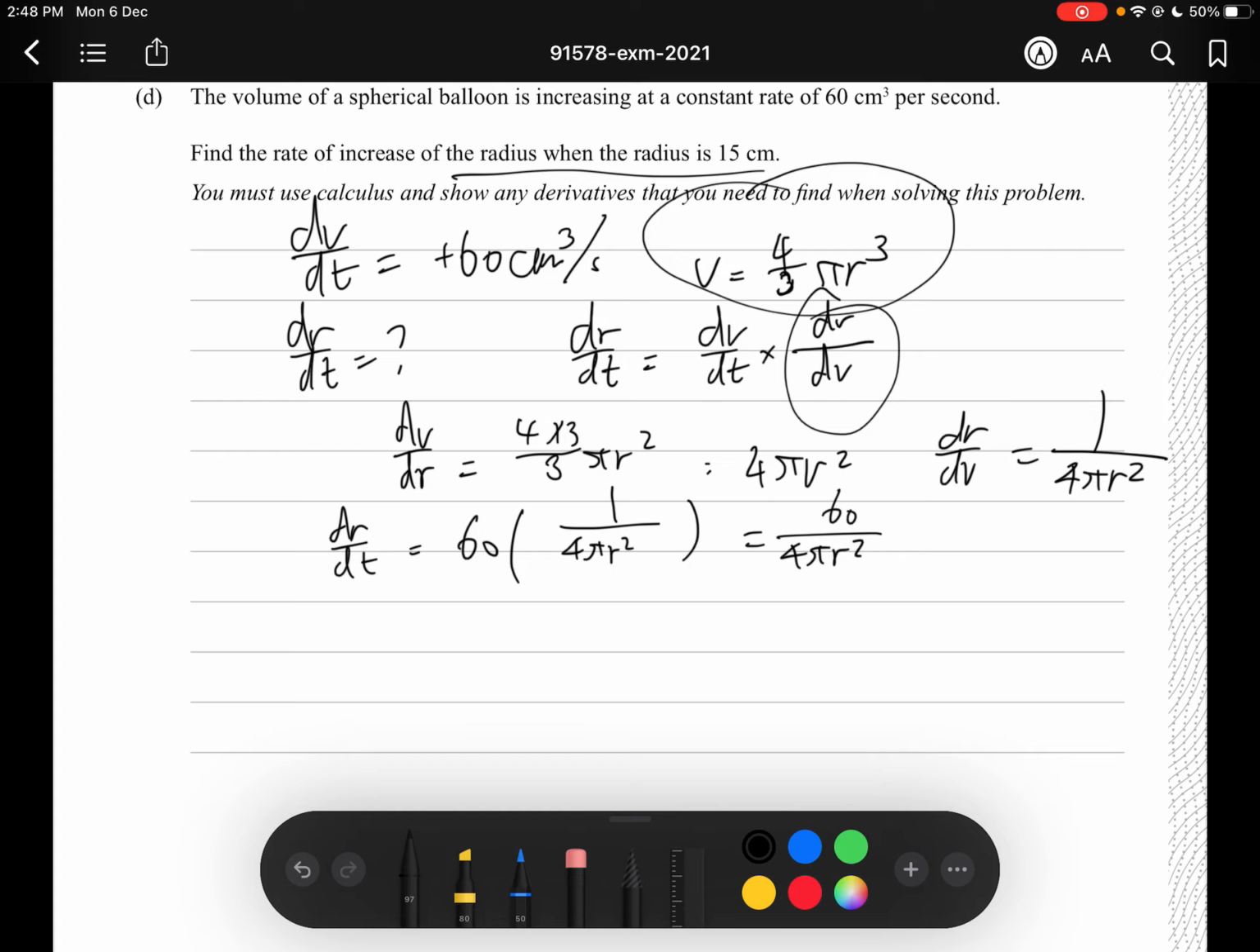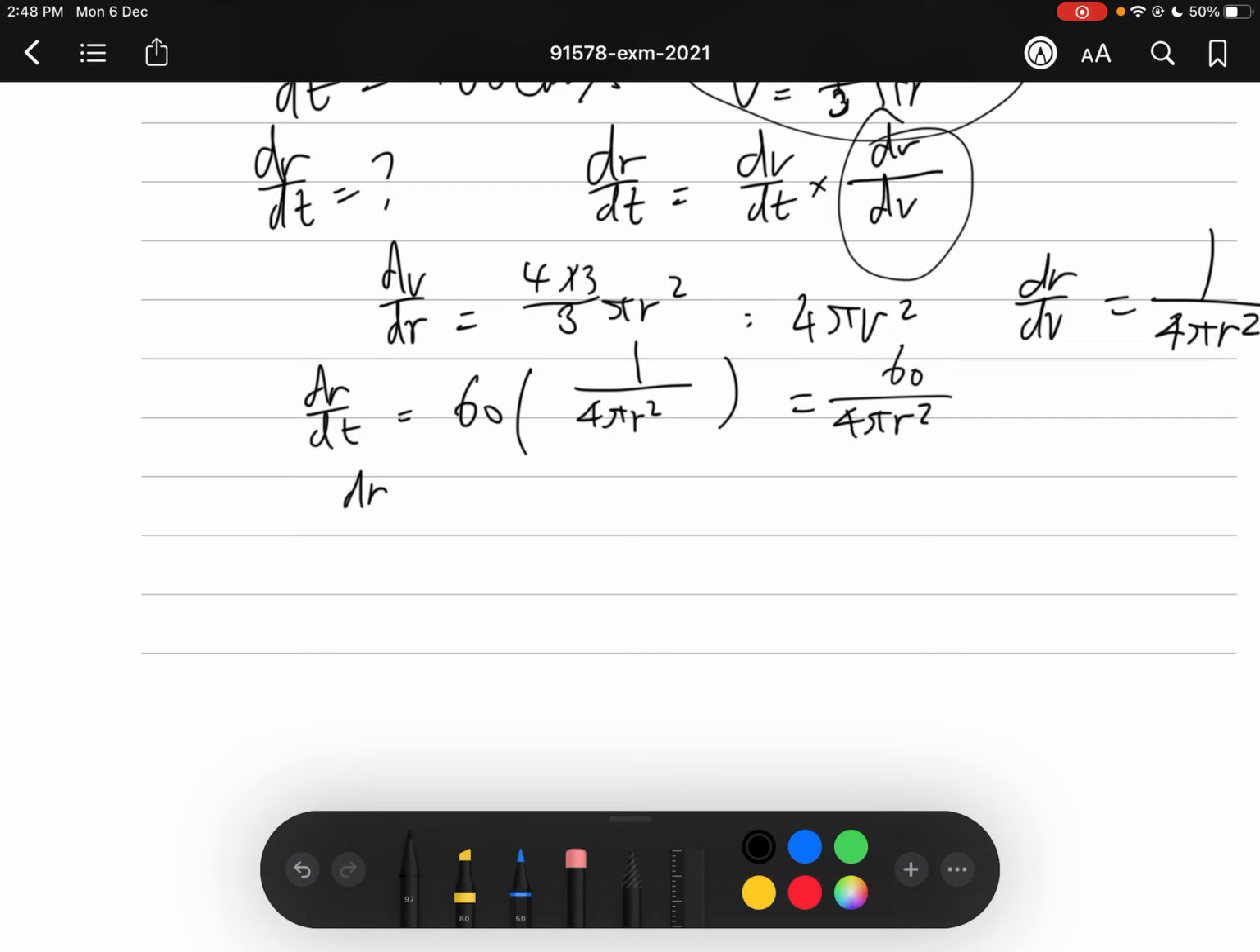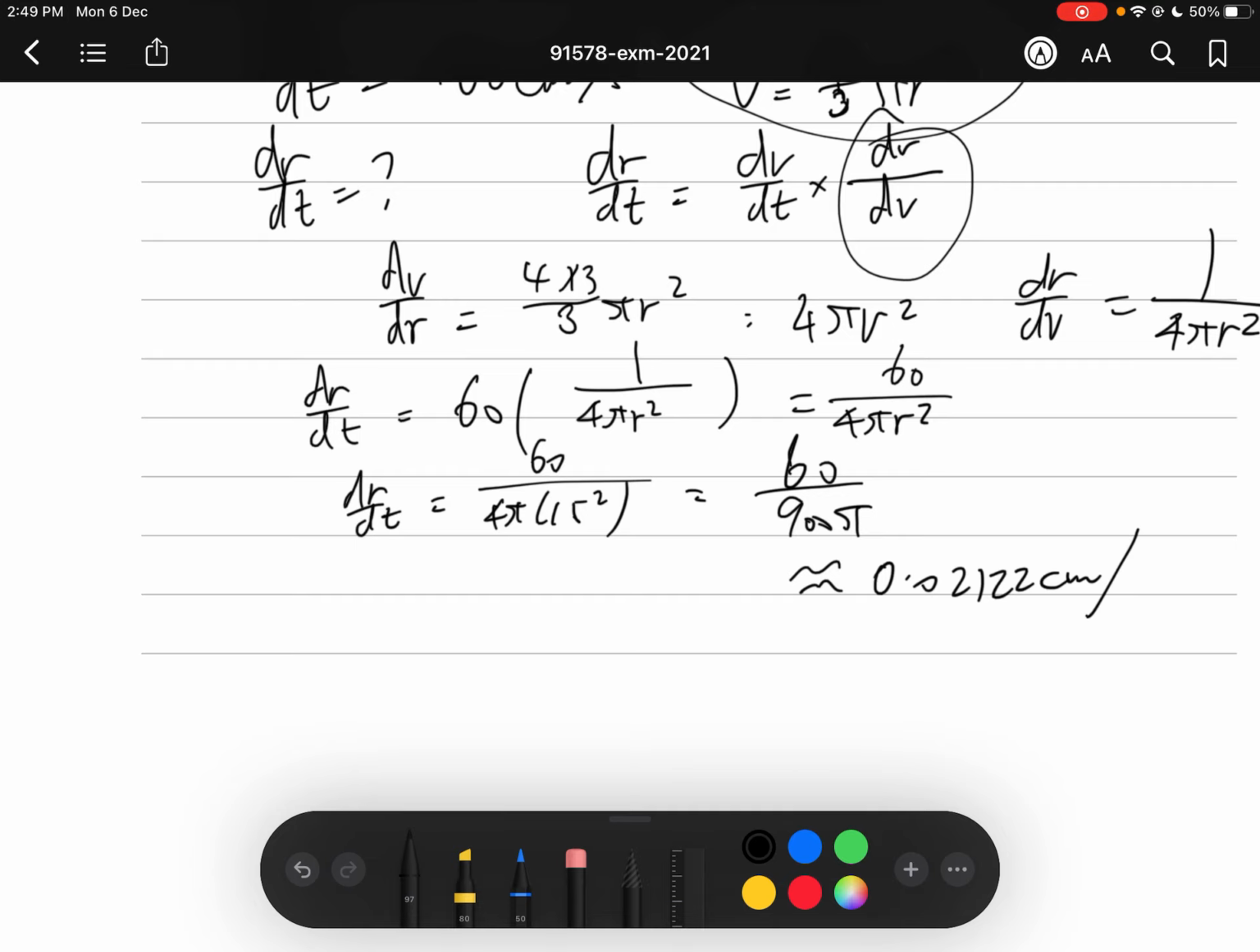Now we can substitute that radius equals 15 centimeters in order to find our dr over dt. So dr over dt is equal to 60 over 4 pi times 15 squared. That's equal to 60 over 900 pi. And that should give us a rate of change of around 0.02122 centimeters per second.